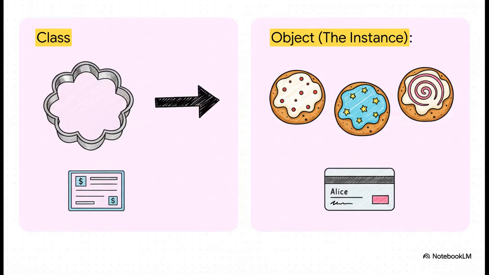This slide just nails the distinction. The class is the cookie cutter. It's the template. The object is the actual cookie you just baked with it. The class is the general concept of a bank account, but the object is Alice's specific account with her name and her $5,000 balance. One is the abstract idea, the other is the concrete thing.